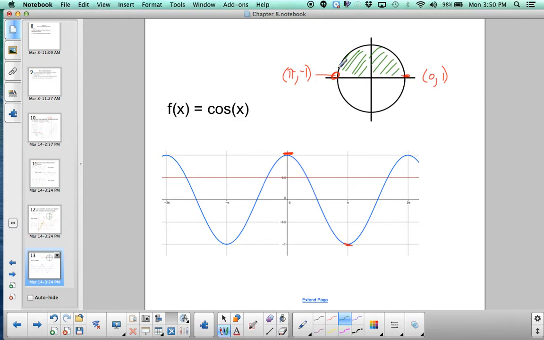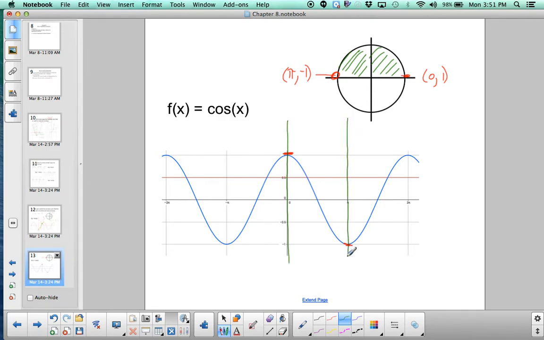And so if I were not to restrict it, notice that when we're looking at the horizontal line test, you have all of these different points right here where your horizontal line is going to touch the graph of cosine x. And now let's see if we can change that by restricting the domain. And so we've restricted it from 0 up to pi.